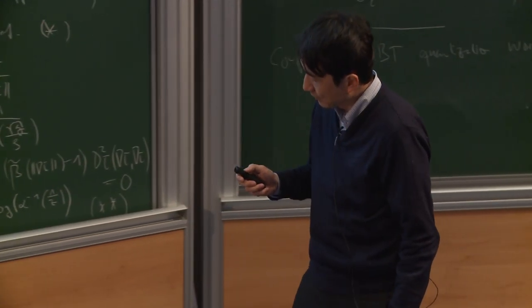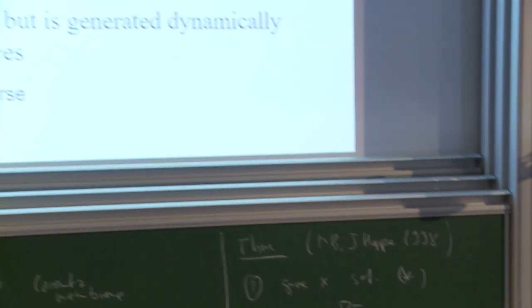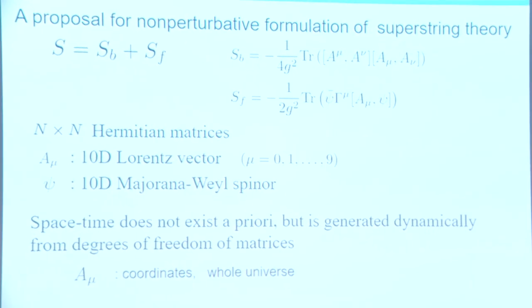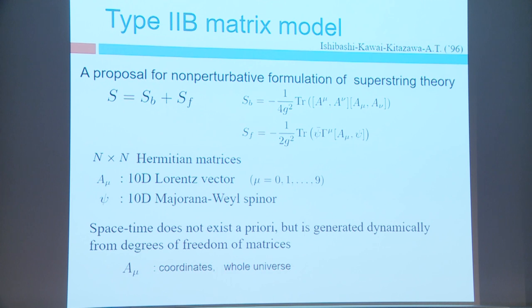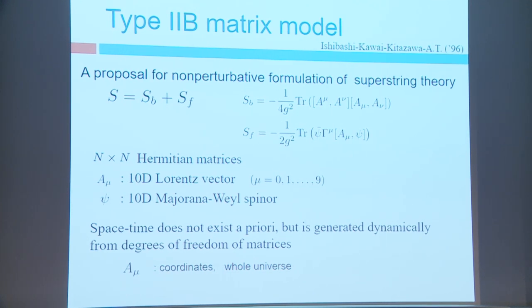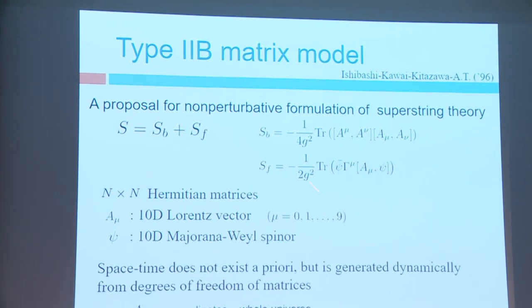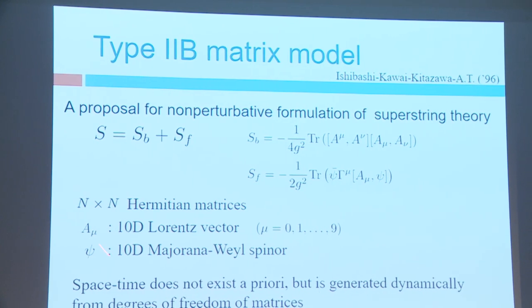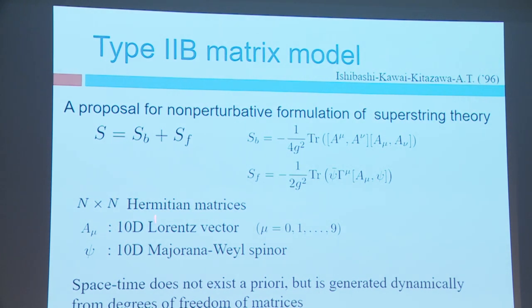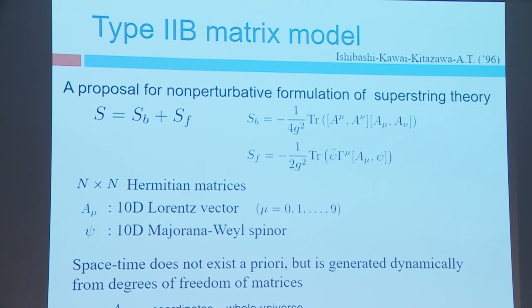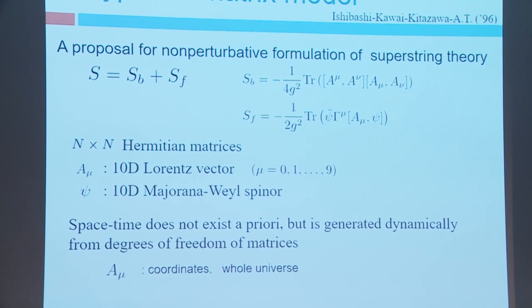So here we consider the IIB matrix model, which was nicely reviewed by Kawai-san yesterday. And this model is a proposal for a non-perturbative formulation of superstring theory. The action is here, the bosonic part is here, and the fermionic part is here. Here A_mu and psi are N by N Hermitian matrices, and A_mu and psi transform as a 10-dimensional Lorentz vector and a 10-dimensional Majorana-Weyl spinor under the SO(9,1) transformation.